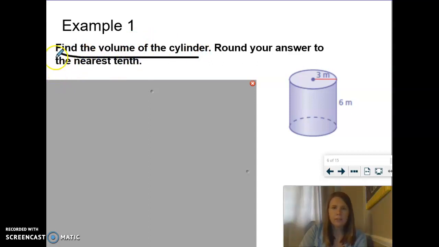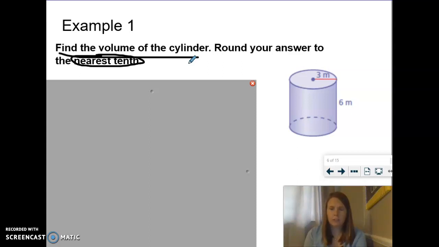Something else to notice is that we're rounding our answer to the nearest tenth. Now, I think I had explained this a lot too when we were talking about surface area as well, but make sure that you don't round unless it specifically asks, okay? Because sometimes you want all those decimal places, but sometimes they'll say, hey, round to the nearest hundredth, or round to the nearest tenth, round to the nearest whole number, okay?